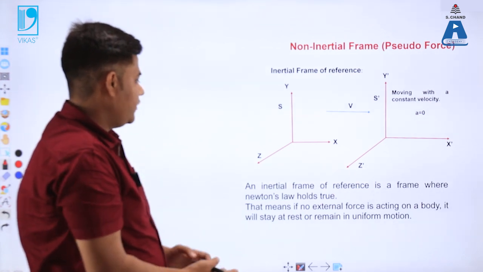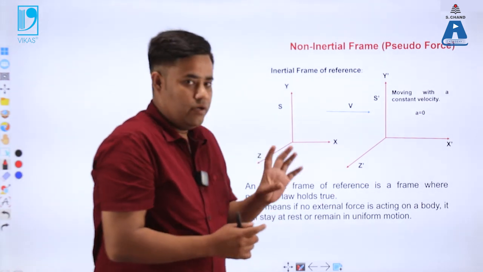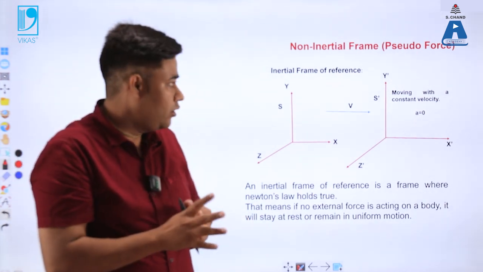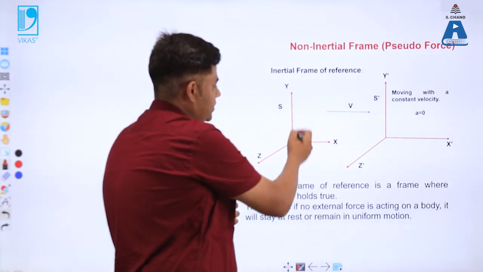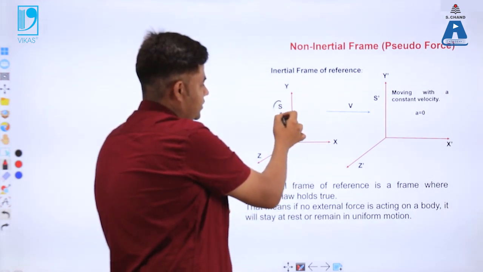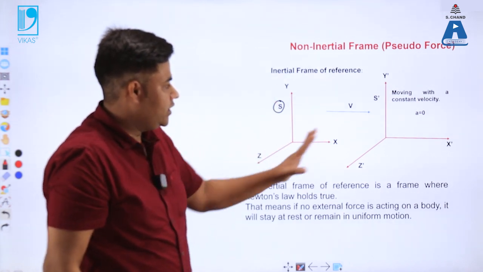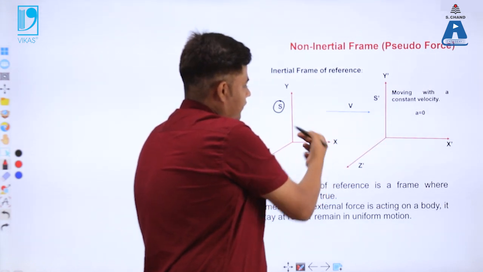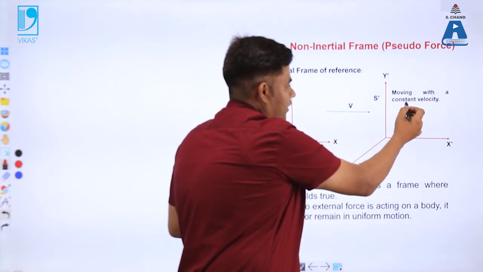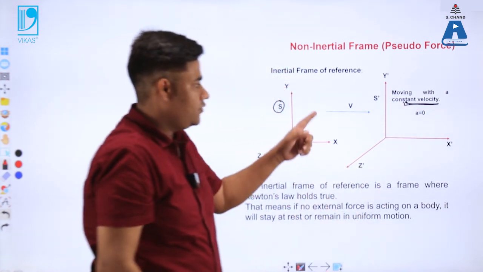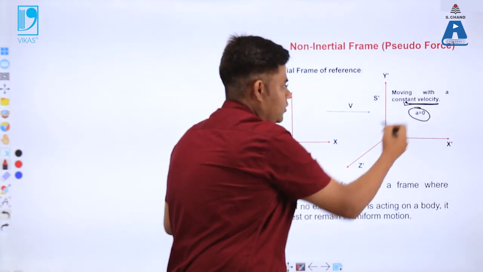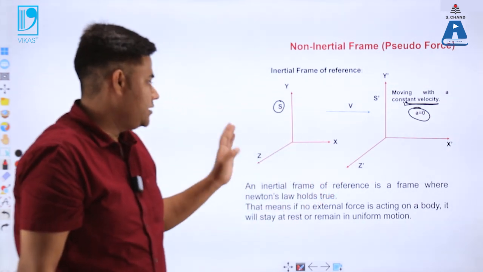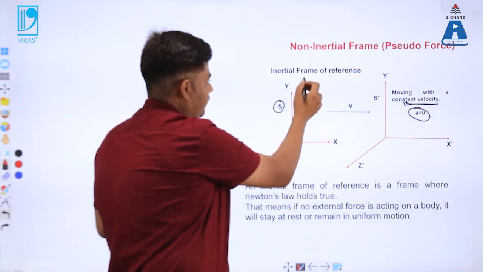Now the non-inertial frame of reference, considering the similar example. In the non-inertial frame of reference, Newton's law of motion is not true. If this is a particular frame of reference which is termed as S and another body is moving with a velocity, let's say a car is moving with a particular velocity, but here we have that velocity to be constant. Now, if this velocity is constant, then the acceleration would be 0. So, if the acceleration of a body with respect to another body is 0, then we name it as a non-inertial frame of reference.